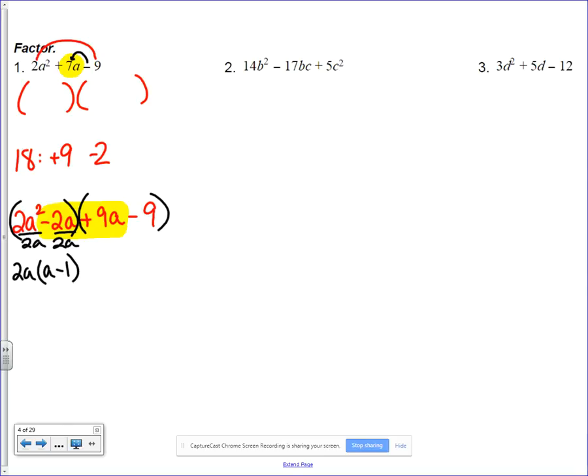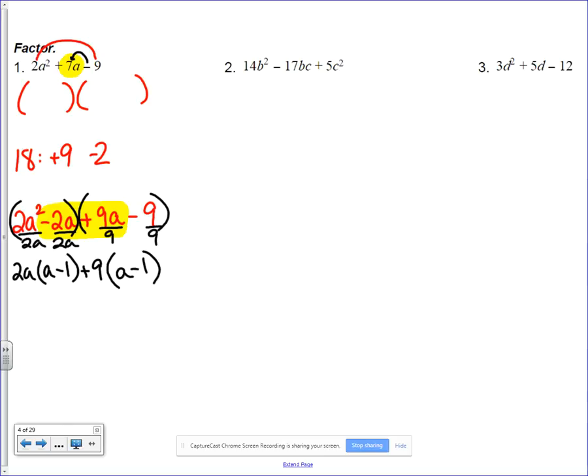Now I start with this symbol right here, which is a plus. What can I take out of the next group? A 9. So I'm going to divide them by 9. Put the 9 out front. What's left if you take out a 9? A. What about here? Minus 1.